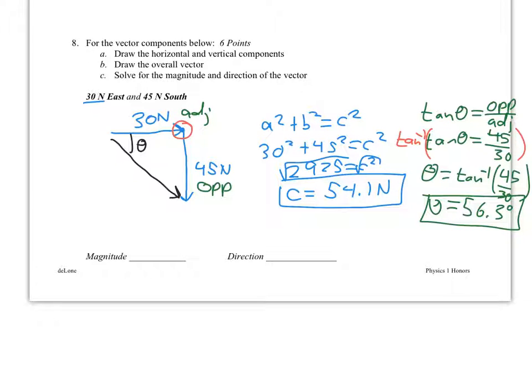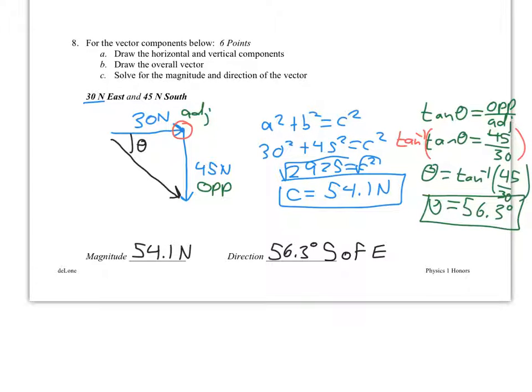I'm now going to put in that final answer. So magnitude and direction. My magnitude is going to be that 54.1 newtons. My direction is going to be 56.3 degrees. I do need to specify the direction though, what of what. So if I look up here at my vector, that angle is measured relative to the east direction, and from that east direction we go south, and that means that it ends up being south of the east direction, 56.3 degrees south of east.